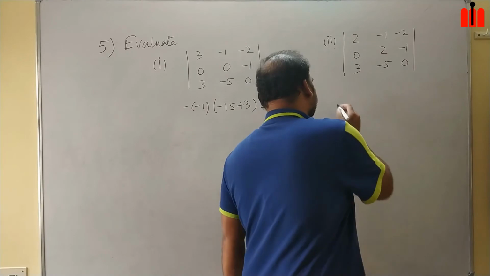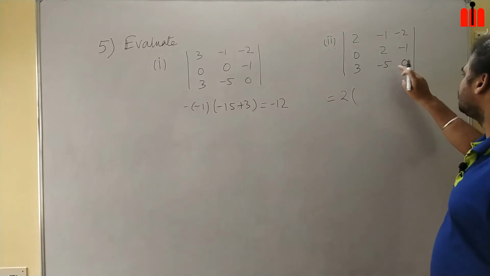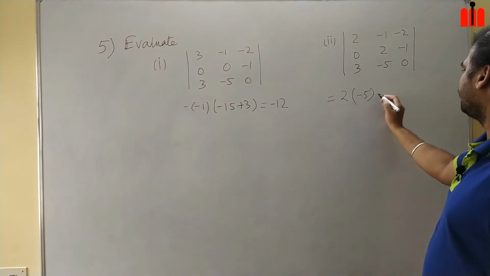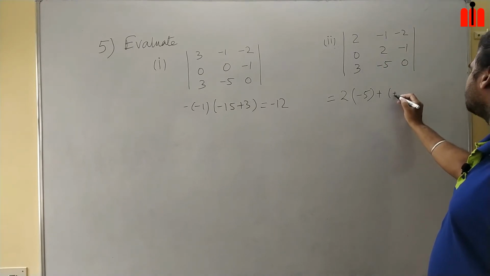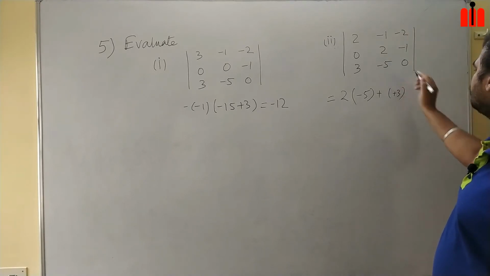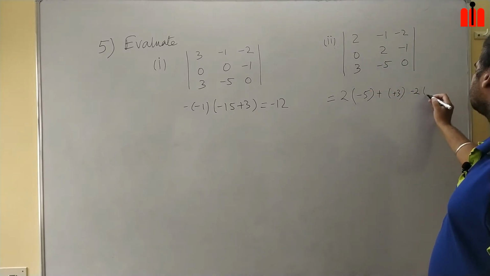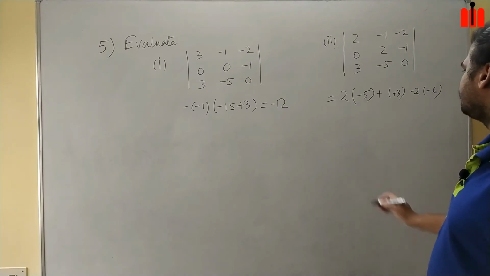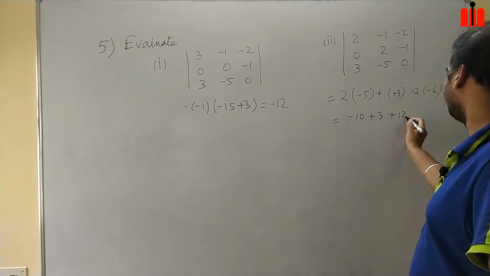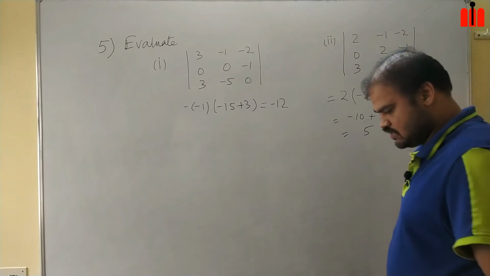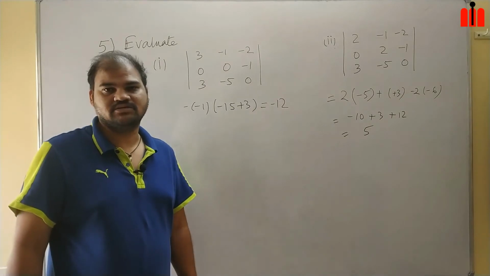Now come to the second one. In the second, 2 zeros are 0, minus 5, minus 1, so it will become plus 1, 0, it will become plus 3, and minus 2, and it will become minus 5 plus 6, minus 6, so it will be minus 6. So this will come out to be minus 10 plus 3 plus 12. So it is 5. So the second one's determinant is 5 and the first one's determinant is minus 12.